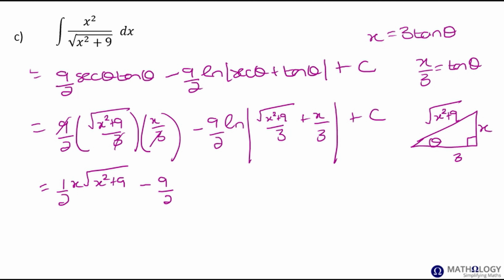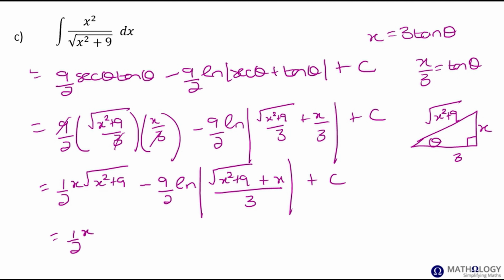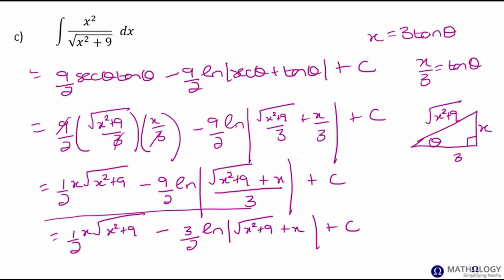We can pull out the, no, we cannot do that just yet. So it's ln root x squared plus 9 plus x, and that is over 3 plus c. And we can just clean this up a bit. That's a half x root x squared plus 9 minus, we can pull this third out. 9 divided by 3 is 3, so we'll have 3 over 2 ln root x squared plus 9 plus x plus c, and that is your answer.